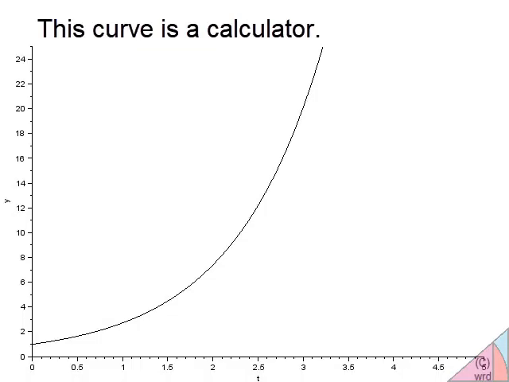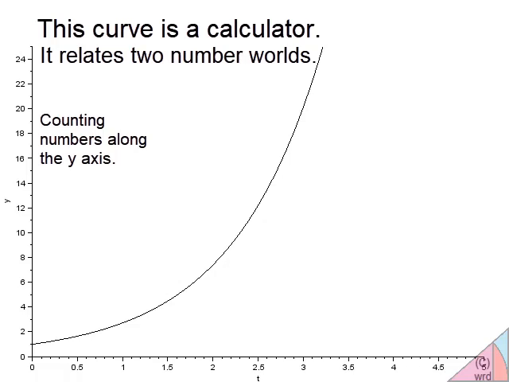The exponential growth curve has slide rule characteristics. It creates a relationship between our counting number world and another number world that can be called the percent difference world. The curve can multiply and divide, and even do powers and roots.